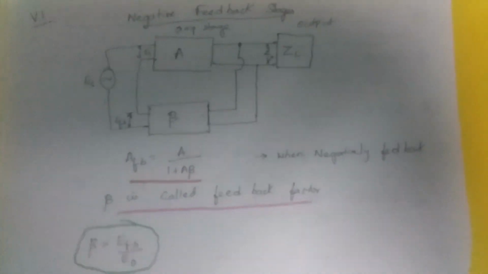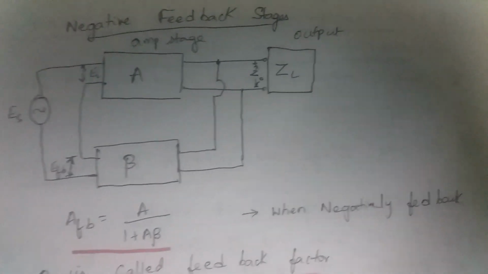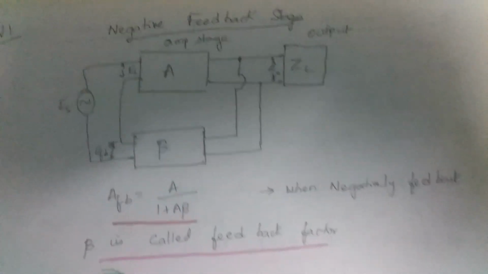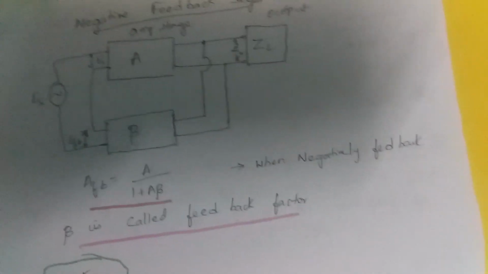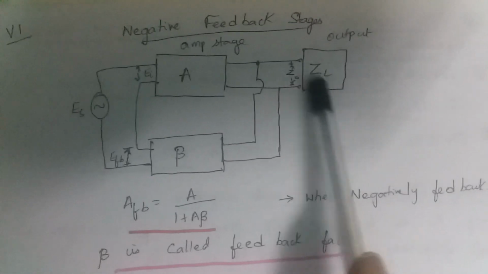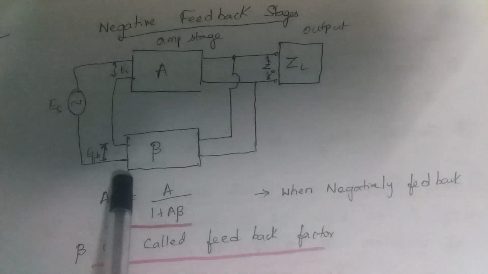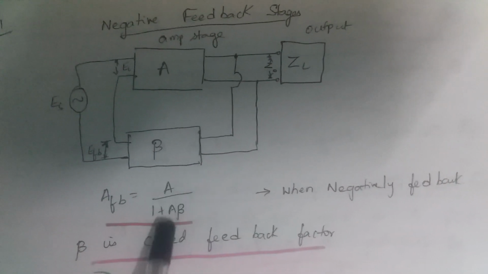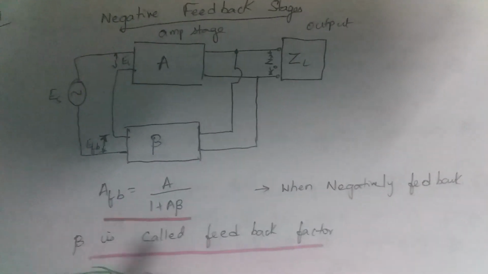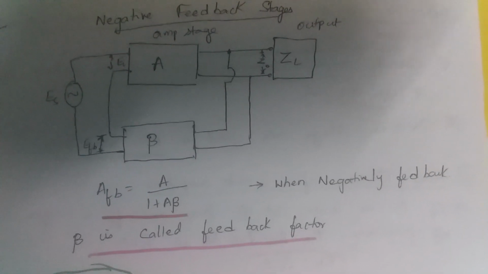Okay, and let's also discuss negative feedback amplifiers. And this is a negative feedback amplifier. In a negative feedback amplifier, we see that an amplifier of gain A is fed back with a feedback factor beta, where beta is the feedback factor, ZL is the output, ES is the input source, EI is the input, and EFB is the feedback voltage. So what is AFB? AFB is equal to A by 1 plus A beta when negatively fed. Beta is called the feedback factor. Beta is equal to EFB by E0.